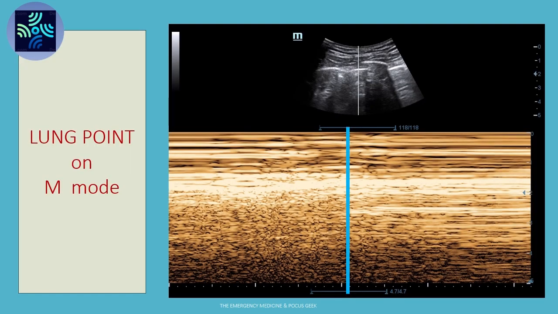This is the M mode view, when the cursor is placed just at the lung point. To the left of the blue line is the seashore sign indicative of normal lung sliding. To the right of the blue line is the barcode sign indicative of absent lung sliding.